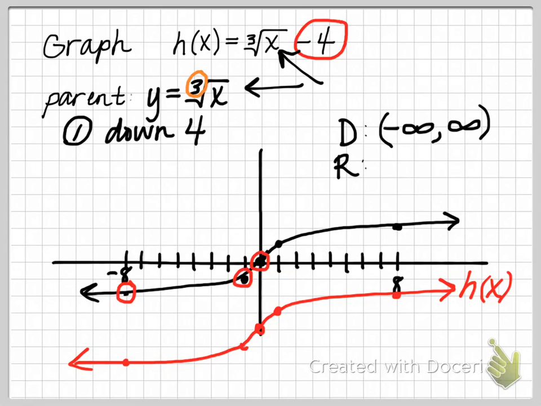Now your range, remember, is lowest to highest. Probably easiest to look at your graph here to see that we have this arrow here on the left-hand side. Not only is it going left forever, but it's also going to be inching its way down forever. And also on the right side, it's going right forever, but also inching its way up forever. So therefore the range would also be all real numbers.